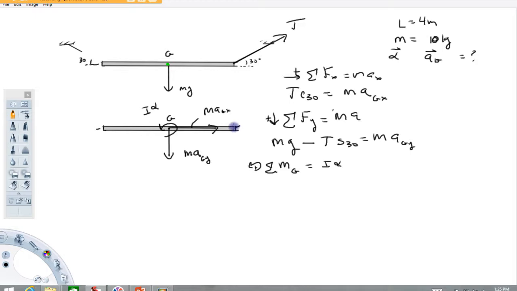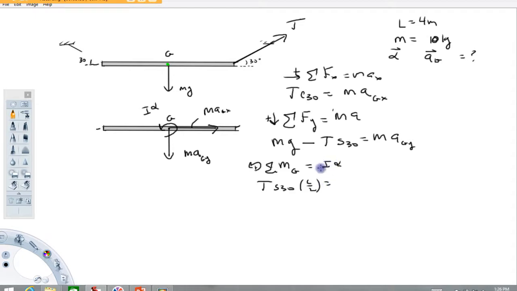But anyway, those are the two logical places to sum moments about this point or this point. I'm going to go ahead and sum moments about G, in which case the only term I'm going to have is the I alpha term. So that equation is going to be T sine 30 times the distance L over 2. Right, that's the moment arm for that force. That's that distance in the picture, is equal to I alpha.